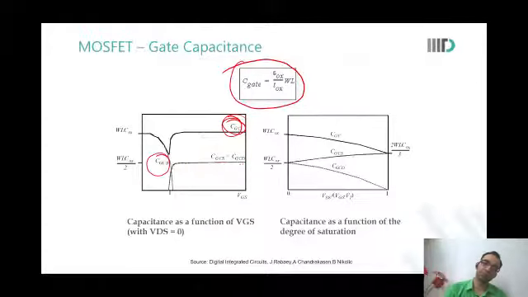But this CGS is basically due to the overlap, right? Or is it also due to all the three? We just discussed it, it is because of all three, right? Okay.